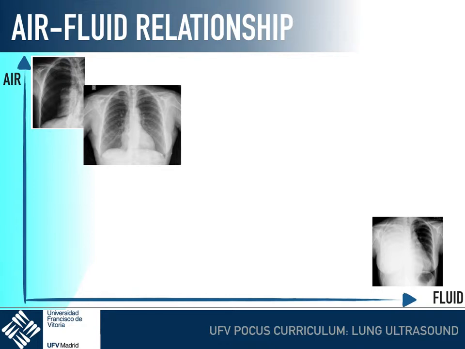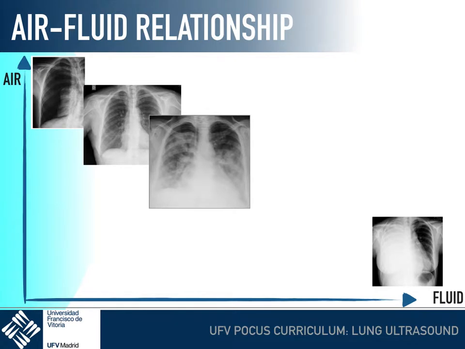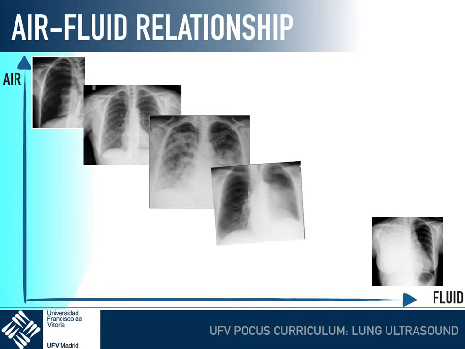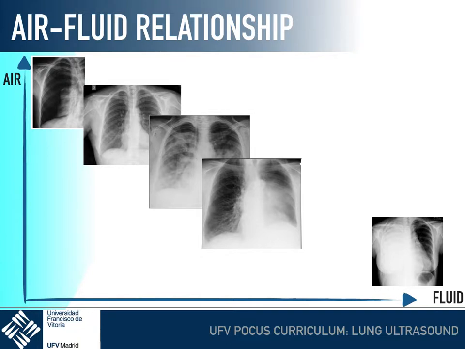Like in this case, this normal chest X-ray. When we increase the percentage, the ratio of fluid inside the parenchyma, we have edema. Edema, heart failure, pulmonary edema, all ranges of affection of this disease. If we increase in a particular area the air and fluid relationship towards the fluid, we will find the atelectasis.